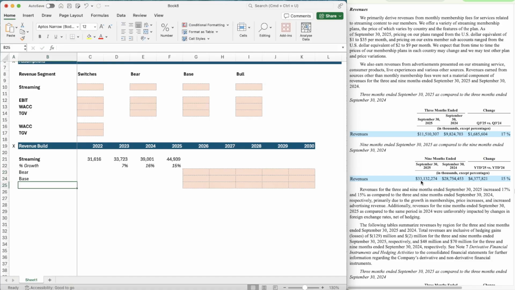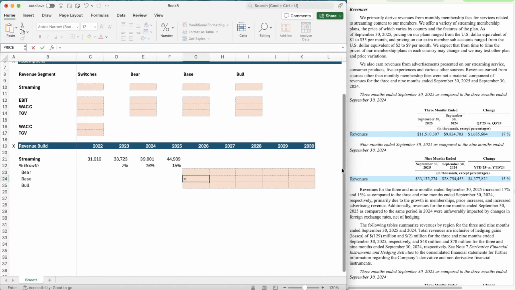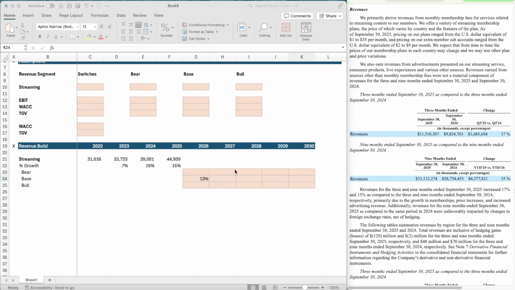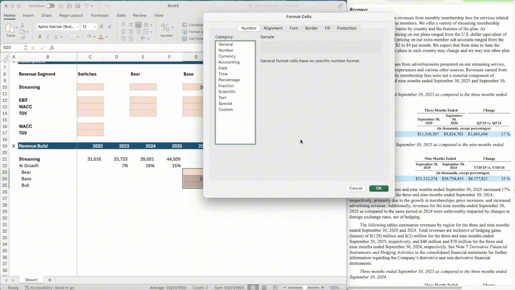We're going to simulate the base, bear, and bull case scenarios now. And to do that, for our base, we're just going to take the average of the last 3 years. Then in this final one, we will put, say, that eventually the base case comes down to 10%. So equals E10. Format this to a percentage and decimal places.